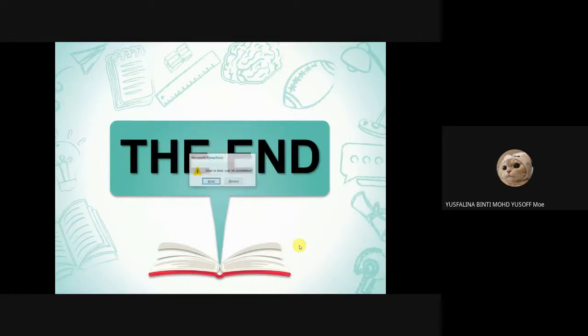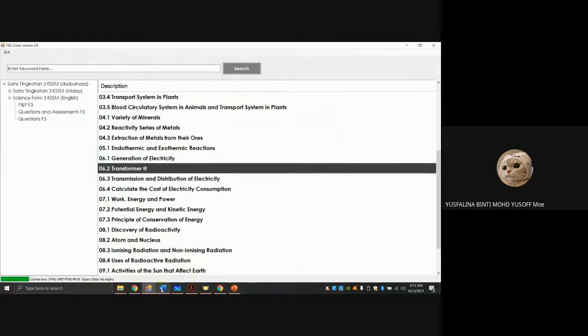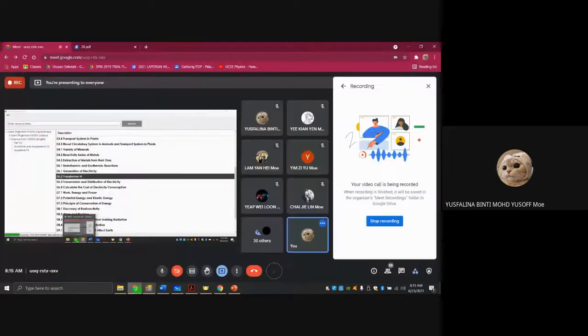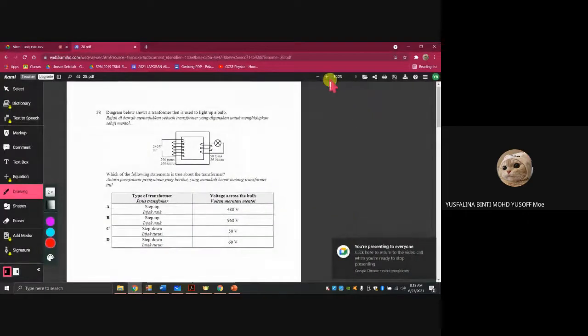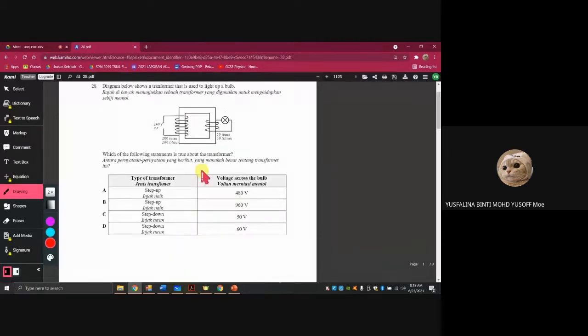So now I have a few examples of how to calculate for the transformer. Let's see the first one here. Diagram 28 shows a transformer used to light a bulb. Remember you use alternating current here. Which of the following statements is true about the transformer? You can see the number of turns in the secondary coil is lower than in the primary coil. So is this step up or step down? Anyone want to try?